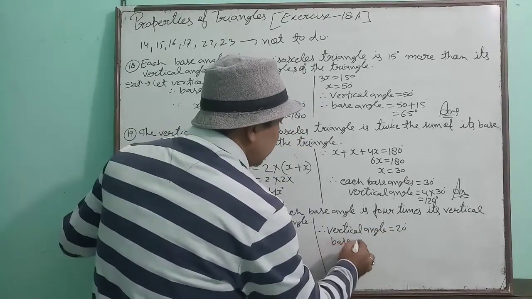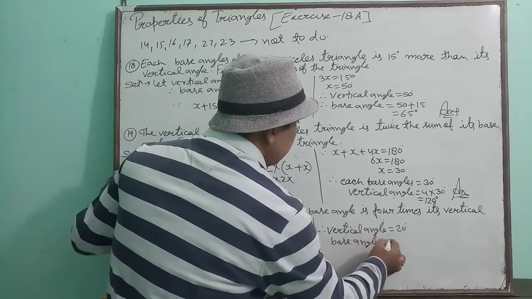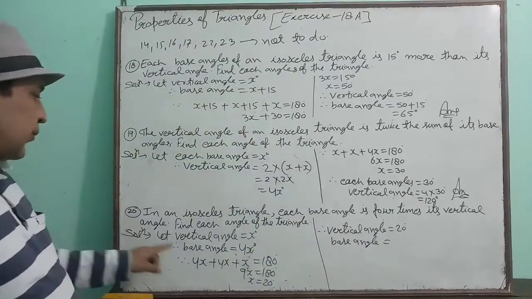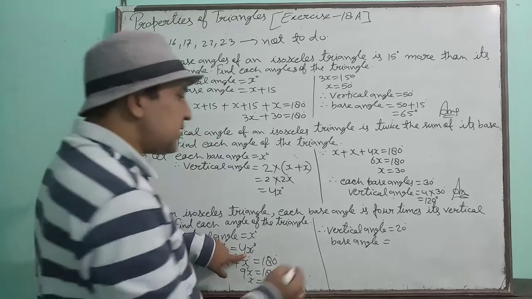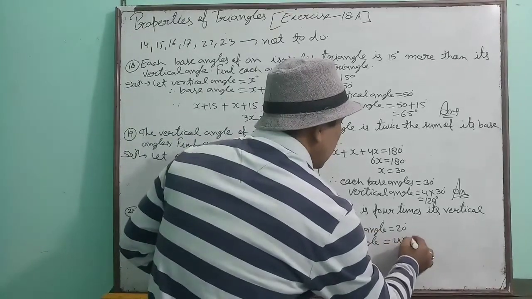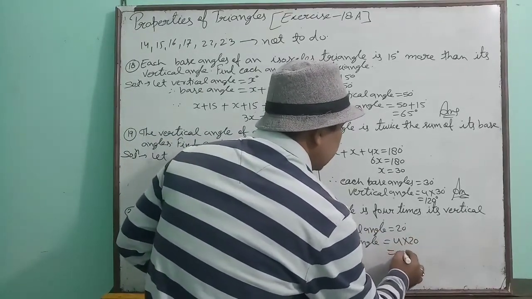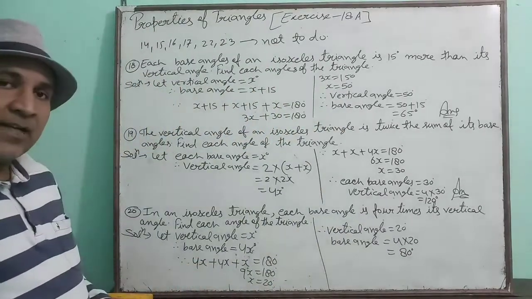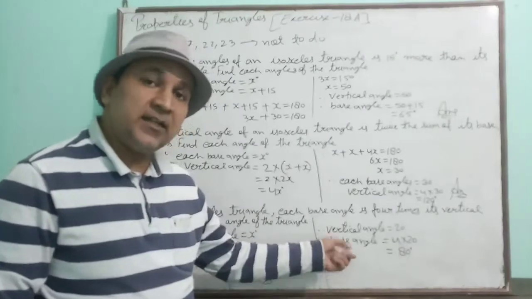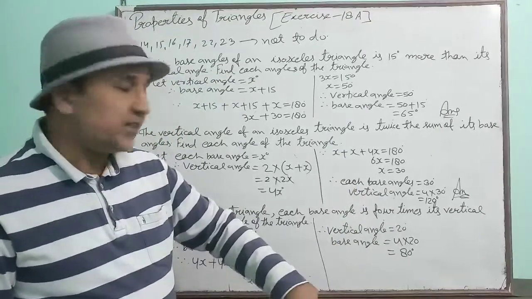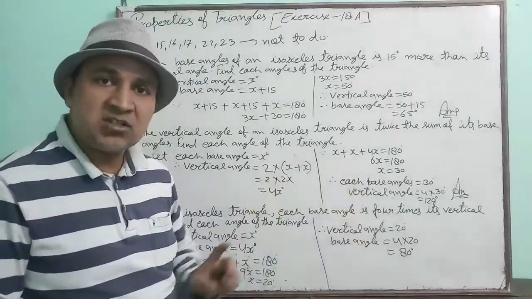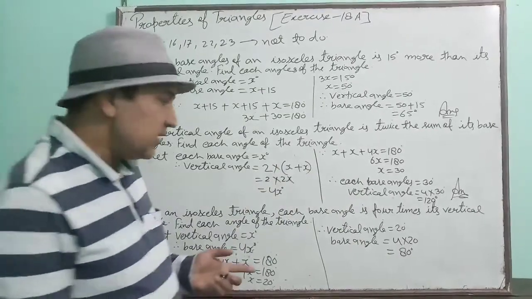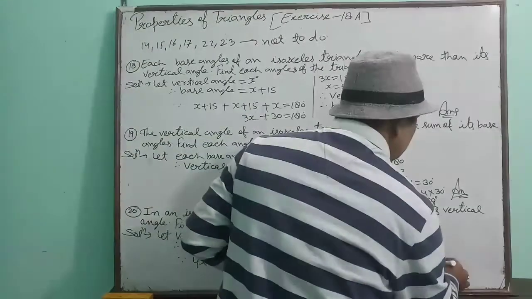And what will be the base angle? Base angle is 4 times vertical angle, means 4x. So 4 into 20, that means 80 degree. First base angle is 80 degree, second base angle is also 80 degree, and vertical angle is 20 degree. So this is your answer.